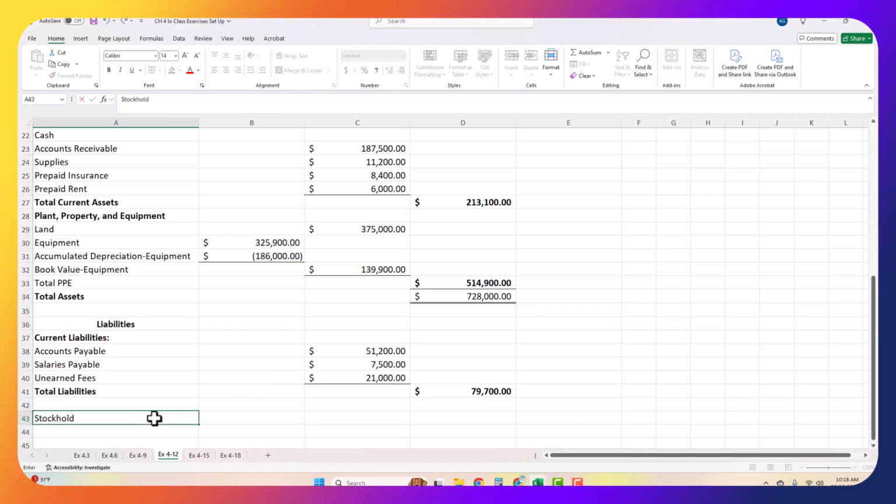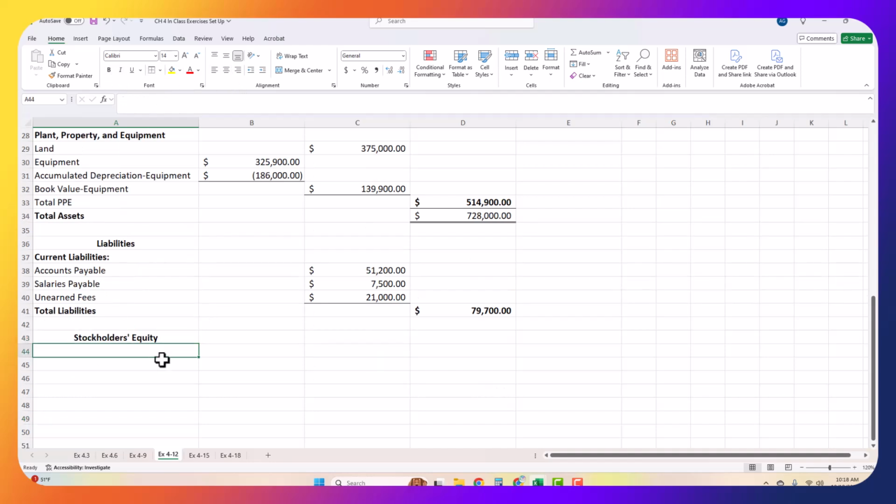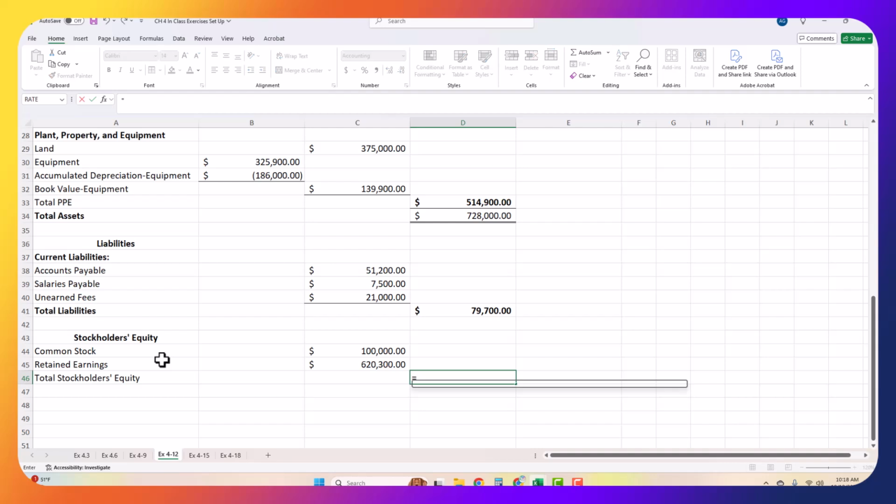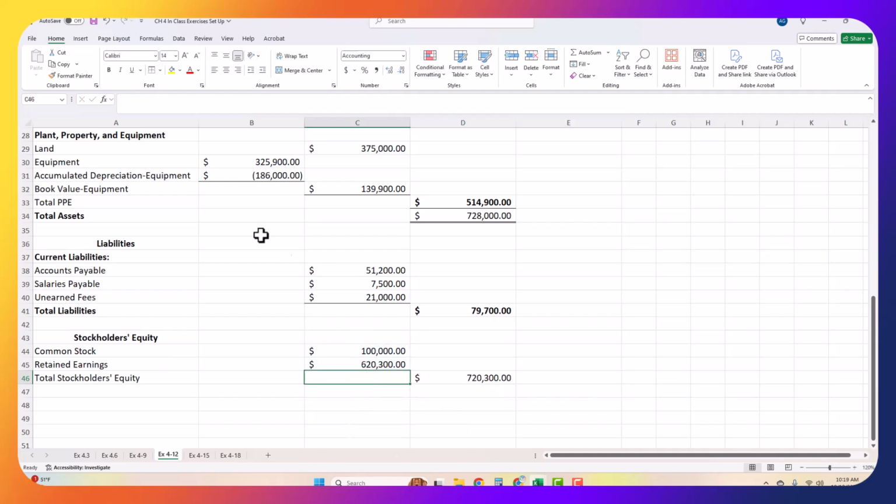And then we have stockholders' equity, right? So we would have common stock, 100,000. We have retained earnings. They gave us it in the problem. 620,300. And total stockholders' equity. We're going to add this up. 720,300. And we are going to add total liabilities and stockholders' equity.